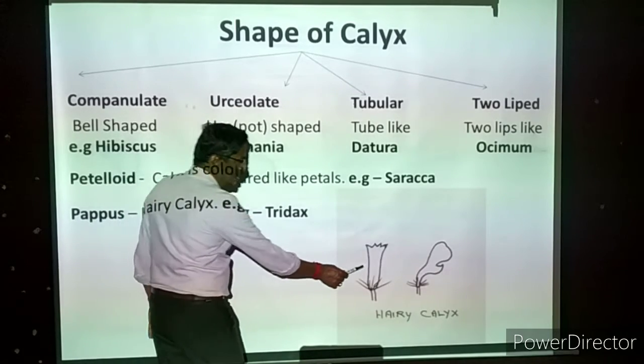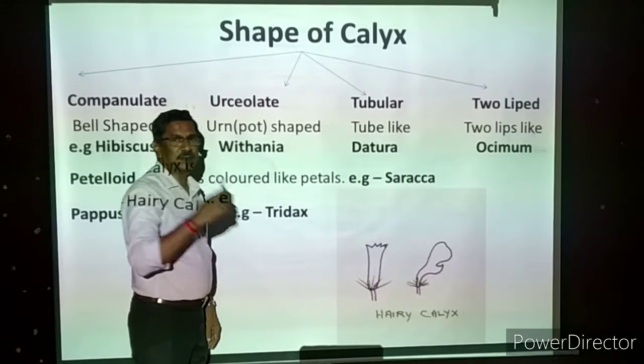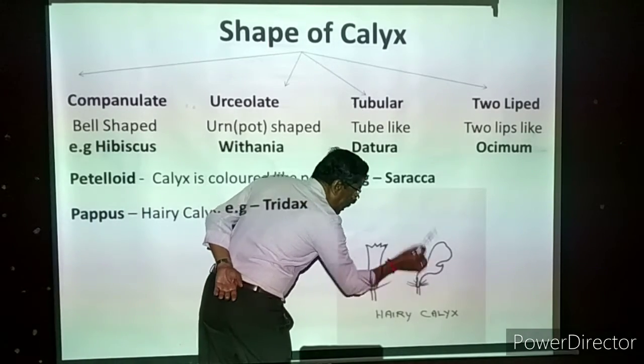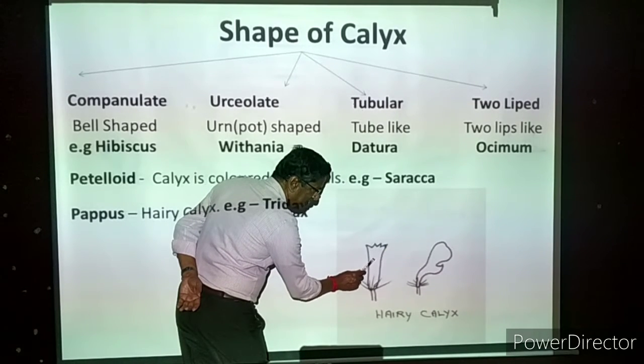Now, this is a disc floret. This is the ray floret. So, two types of flowers. The head inflorescence we have studied, with disc floret and ray floret. In the disc floret here, if you take one flower, it is a single flower.